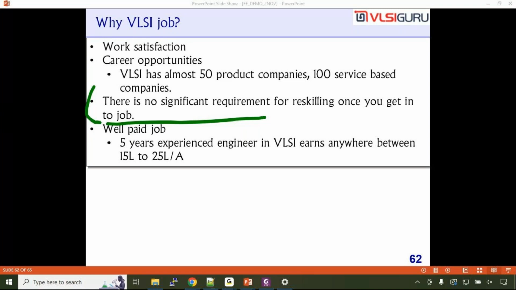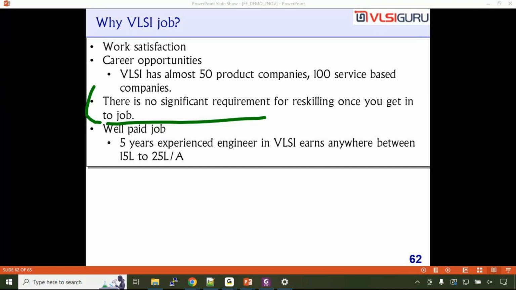Before that, .NET, Java. Before that, mainframes. A lot of things were there. Here, you don't have to reskill significantly. In software, if you don't reskill, you risk losing your job. Here, one time you put in the effort and learn the subject in depth, and the same concepts will be there.